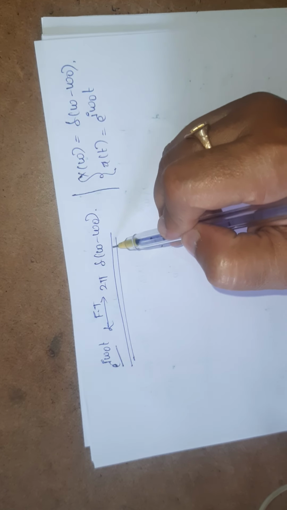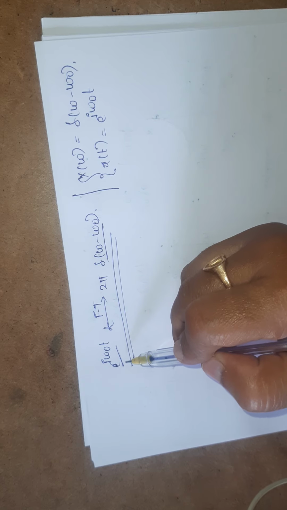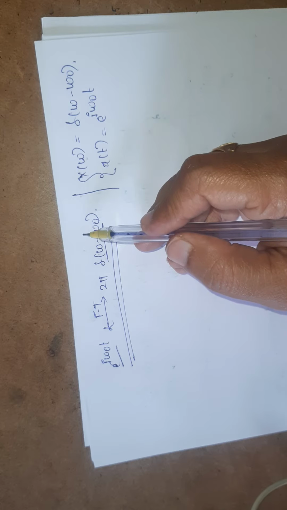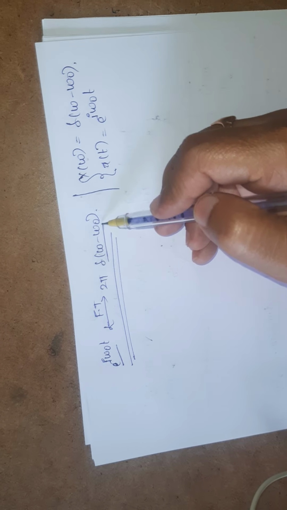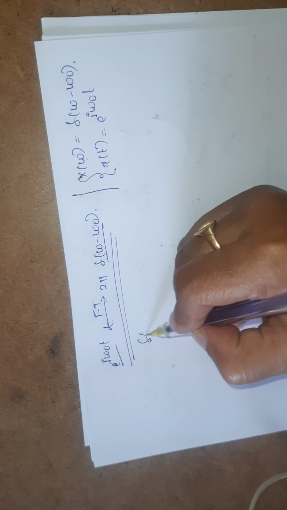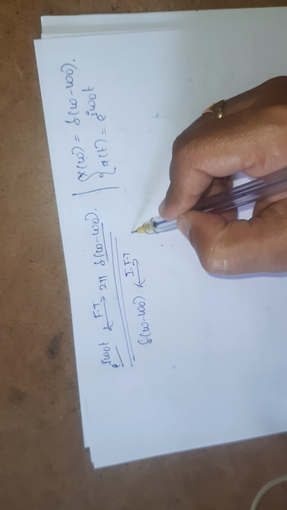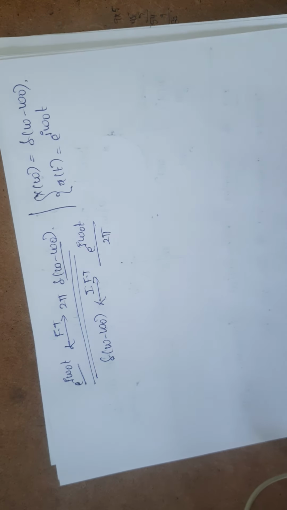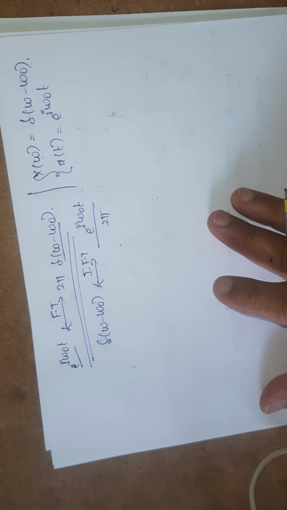So x of t, x of omega. Find out the Fourier transform of e power j omega naught t. This one is the answer. Find out the inverse Fourier transform of del of omega minus omega naught. Then I will get the inverse Fourier transform as e power j omega naught t by 2 pi. Okay, so like this we have to analyze to find the Fourier transforms or inverse Fourier transforms.